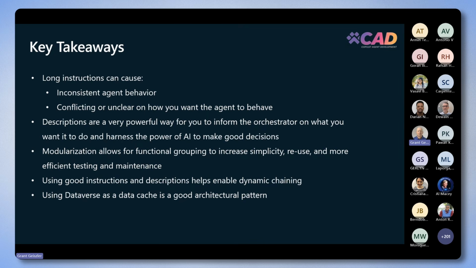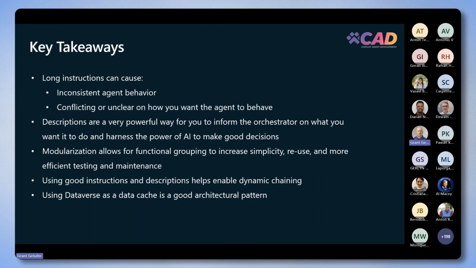The modularization, I think we talked about that a little bit, the functional grouping to increase simplicity, reuse, and more efficient testing and maintenance. Specifically, if you have a large instruction set and you want to change something in one of those things, if you had it in a child agent, you'd only have to test the child agent. You wouldn't have to test the whole thing all over again to see if something got affected downstream. So that really helps with maintenance, modularization, and logical grouping.